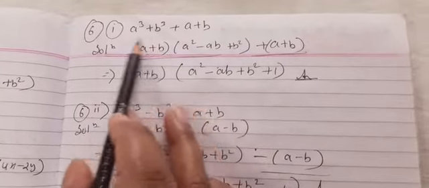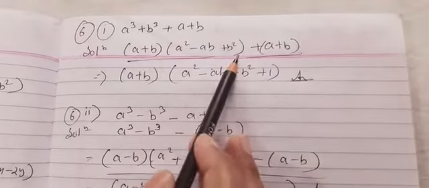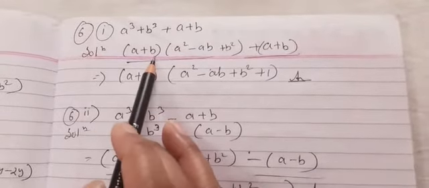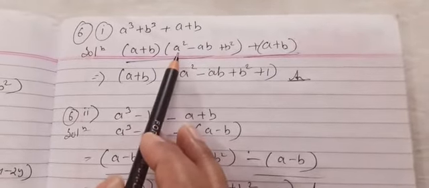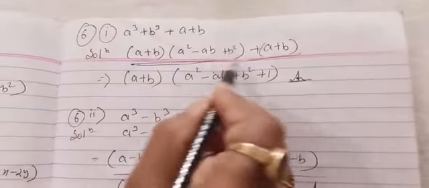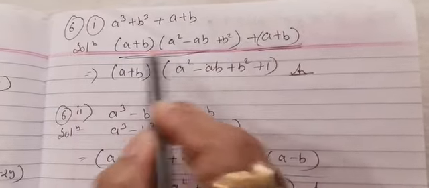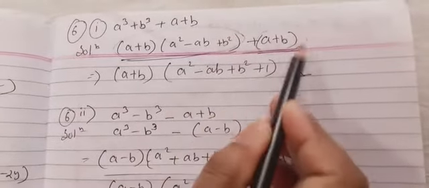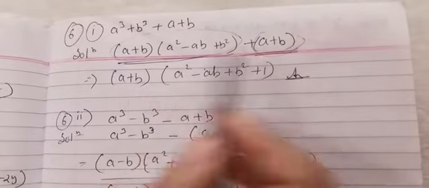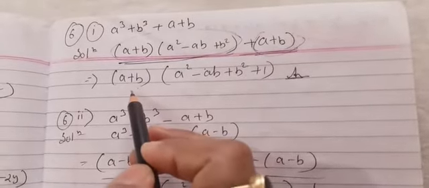As I saw a cube plus b cube, quickly I have written the formula of a cube plus b cube, and that is a plus b into a square minus ab plus b square. Now you can see here is a plus b, and already there was a plus b in our expression. So from both the places, from this group and from here, I have taken a plus b as common. That was the first method, taking common factor outside the bracket.